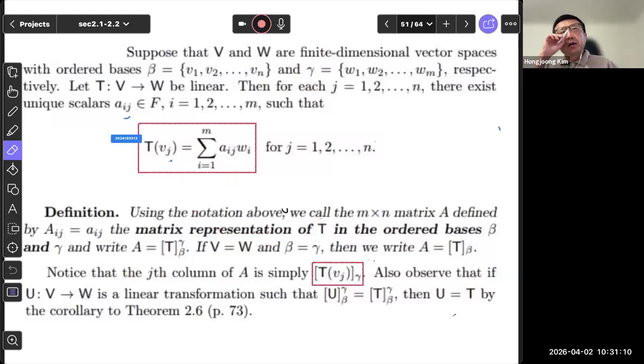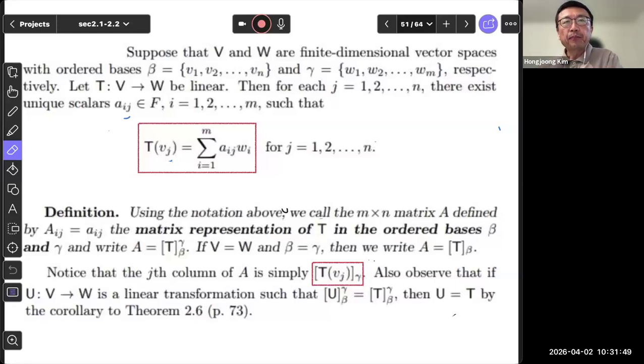Now we have two vector spaces, V and W, and we have a linear mapping T from V to W. And beta is a basis for V and gamma is a basis for W. This V and W can be anything. As we observed in the example, V can be some space of polynomials or matrices, whatever. W can be another vector space. And T is some linear mapping.